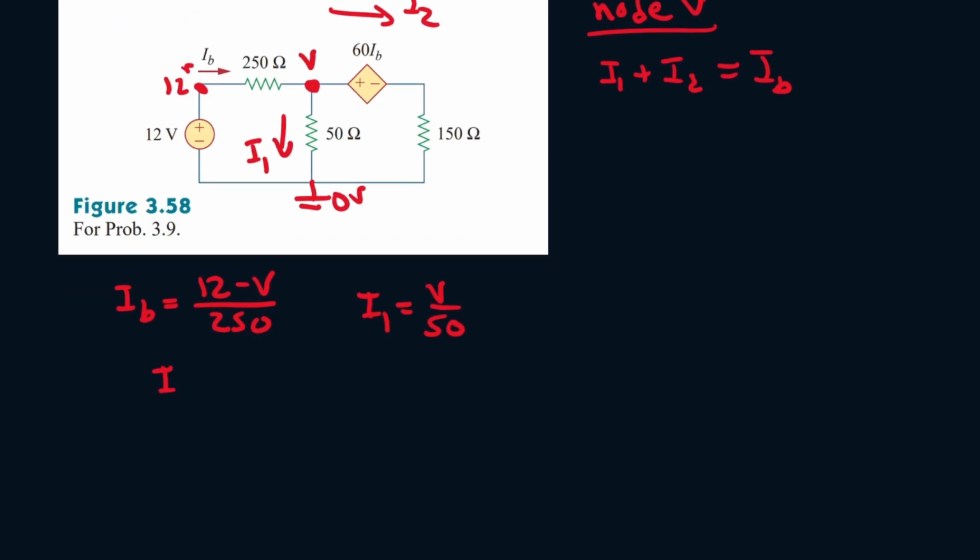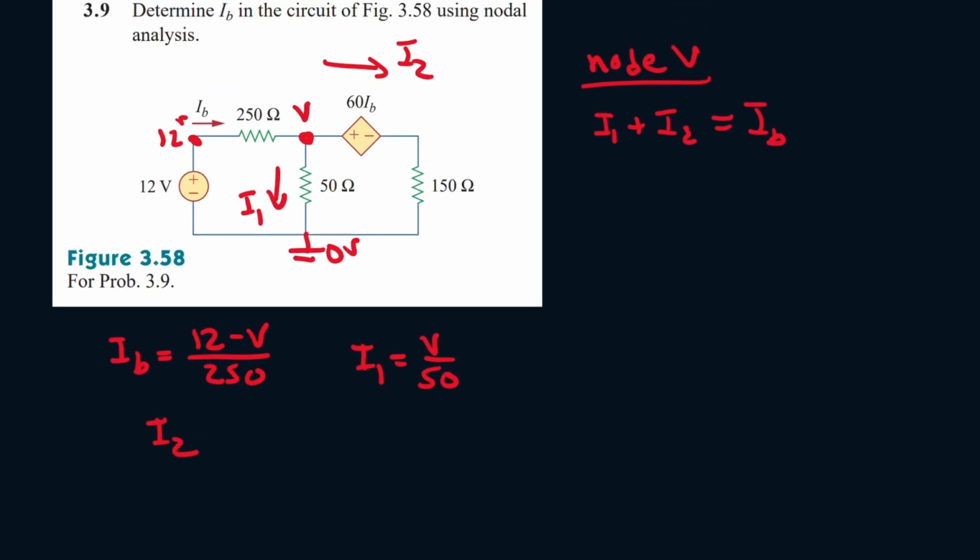I2 is where it gets tricky. This is a dependent voltage source. As V goes through a dependent voltage source, it comes out of the negative terminal, so it drops by 60 IB volts. At this point, it will be V minus 60 IB. This is our voltage at this point, and then it goes from high potential to low potential, so it'll be V minus 60 IB minus 0 all over 150.